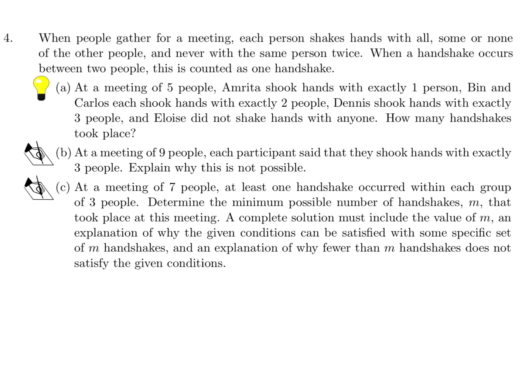When people gather for a meeting, each person shakes hands with all, some or none of the other people, and will never shake with the same person twice. When a handshake occurs between two people, that is counted as one handshake. After a meeting of 5 people, Amrita shook hands with exactly one person. Bin and Carlos each shook hands with exactly 2 people. Dennis shook hands with exactly 3 people, and Eloise did not shake hands with anyone. How many handshakes took place?